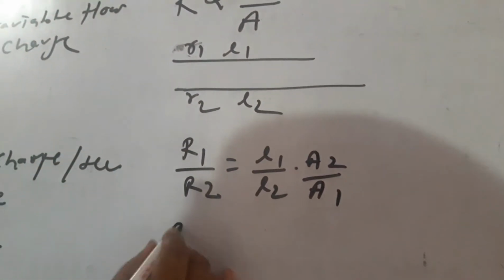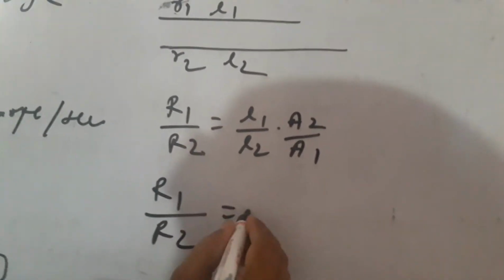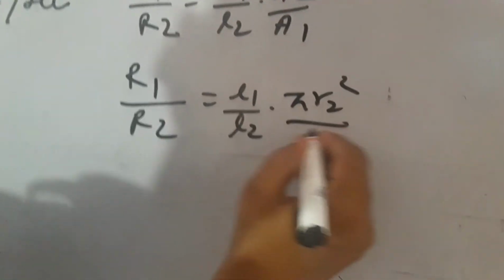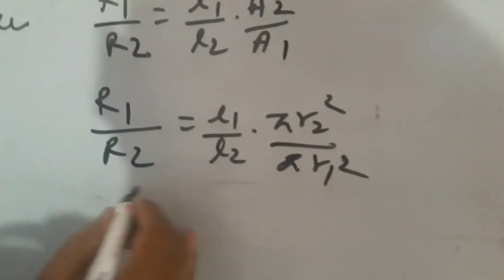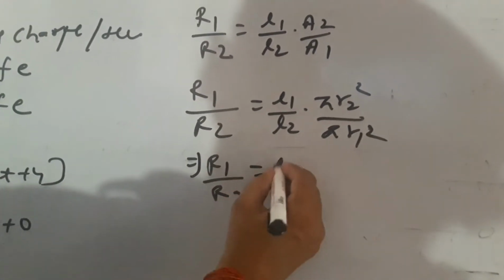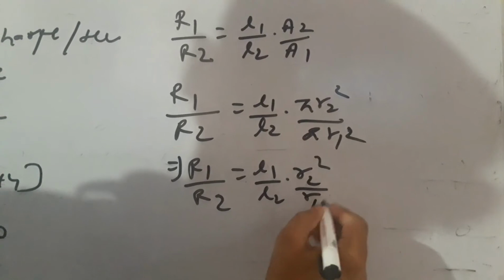Since A equal to pi r square, therefore R1 upon R2 equal to L1 upon L2 into pi r2 square upon pi r1 square. That means R1 upon R2 is equal to L1 upon L2 into r2 square upon r1 square.